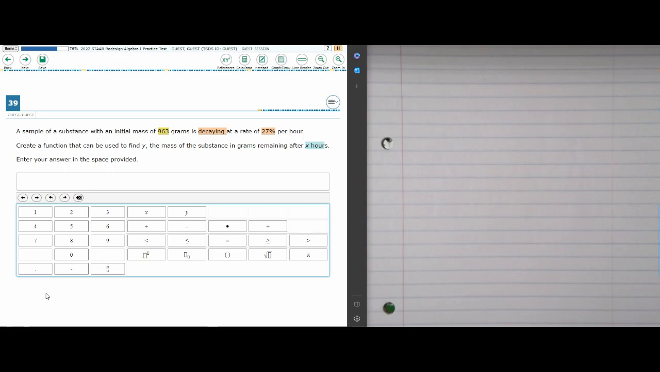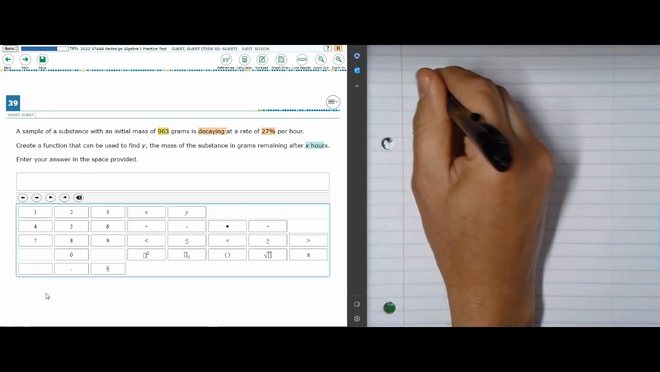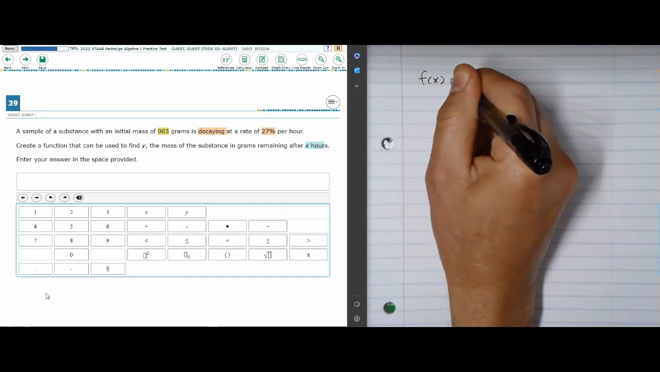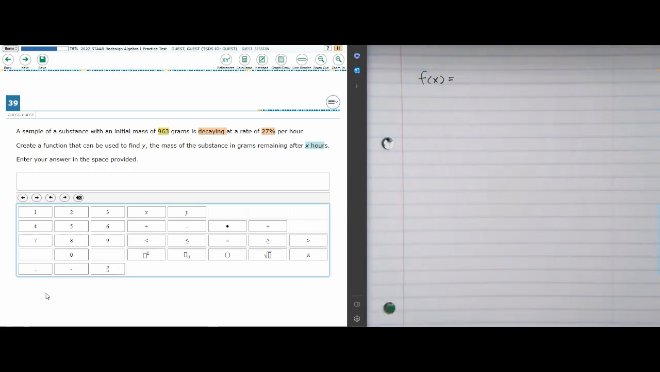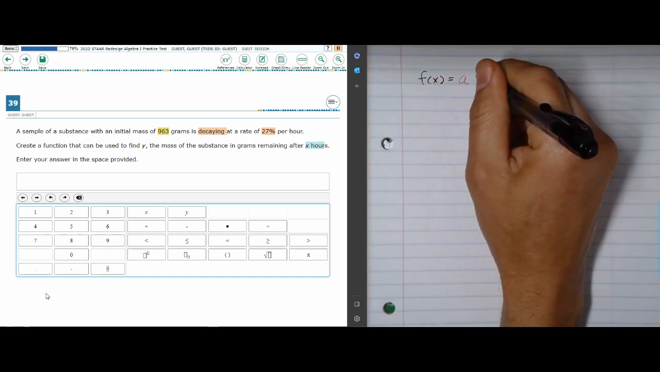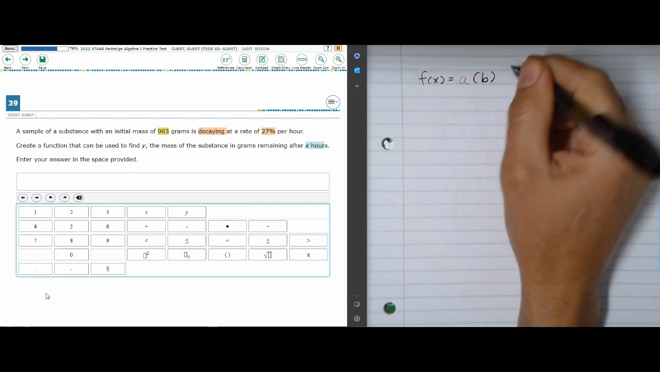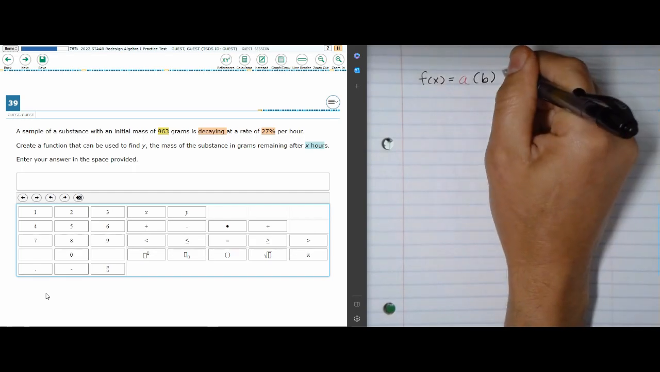Well, let's take a look at what we know. So this said the word decaying, right? And anytime you see that something's decaying or it's growing, then you should be thinking exponential growth and decay. Now we have to go back to our formula. Our formula is f of x is equal to a, which is our initial value, times b, which is going to be our growth or decay factor, to the power of x.